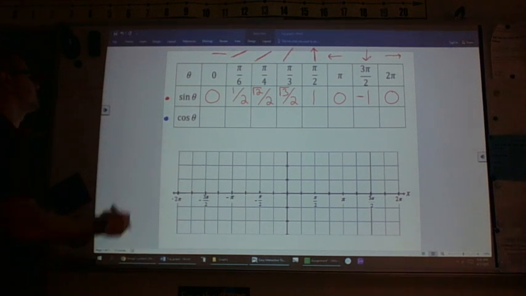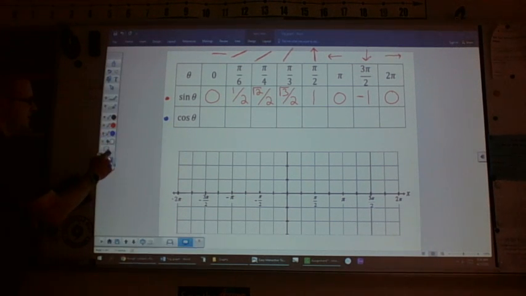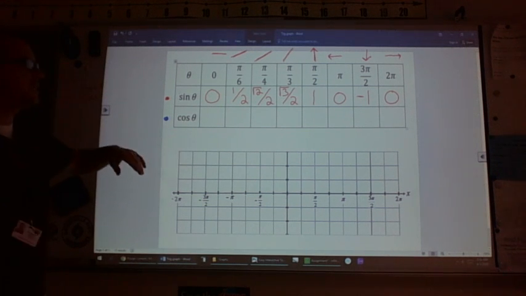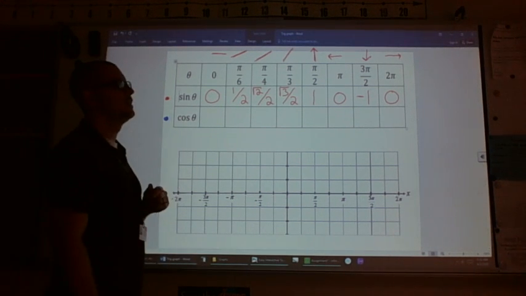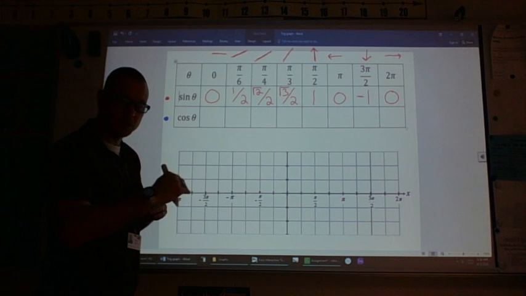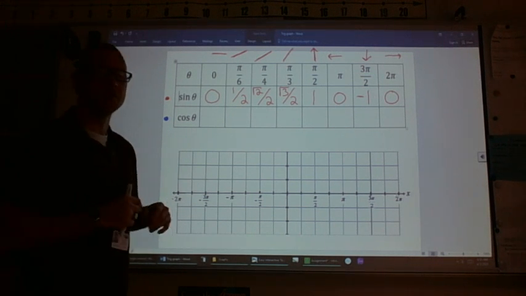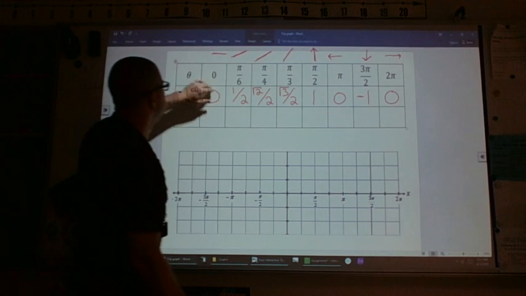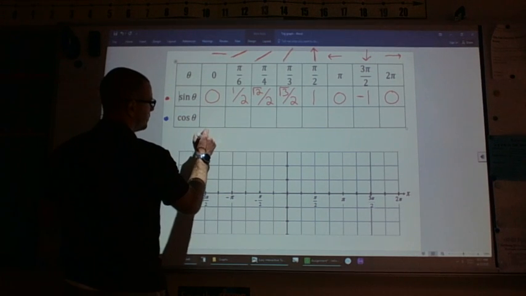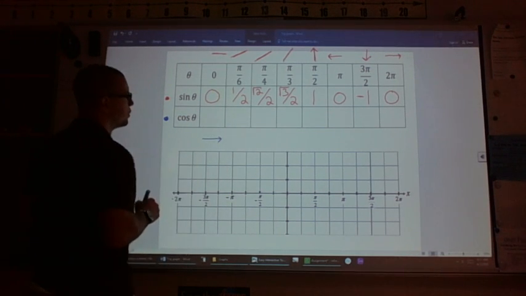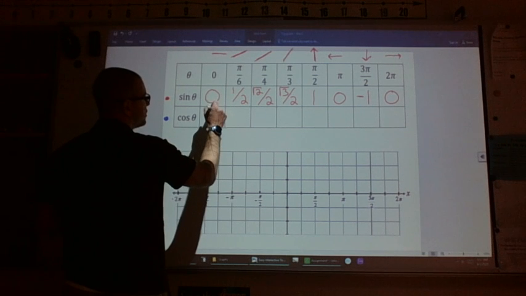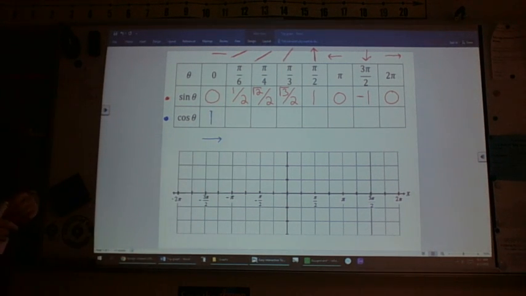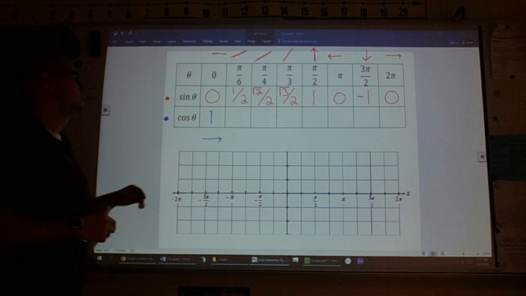Now I'm going to do the same thing for cosine. Remember, cosine is the horizontal part of the angle. It's the horizontal leg of that triangle on the unit circle. And so we want to keep that in mind as we go through these. The cosine of 0 is actually 1 because that angle is completely horizontal. It's pointing to the right.